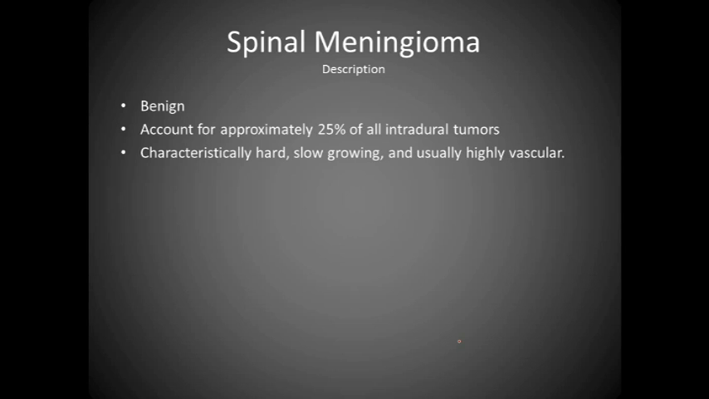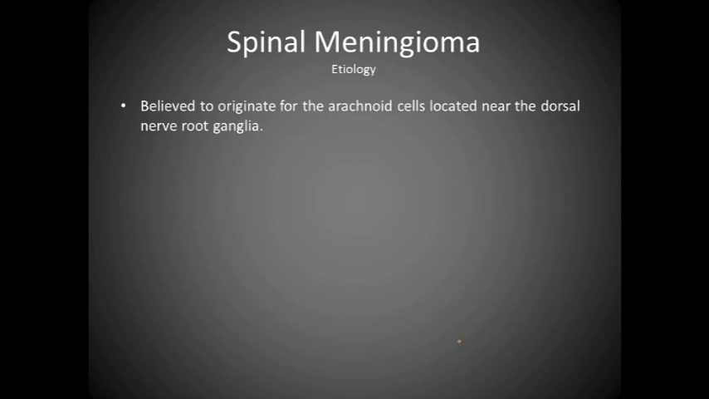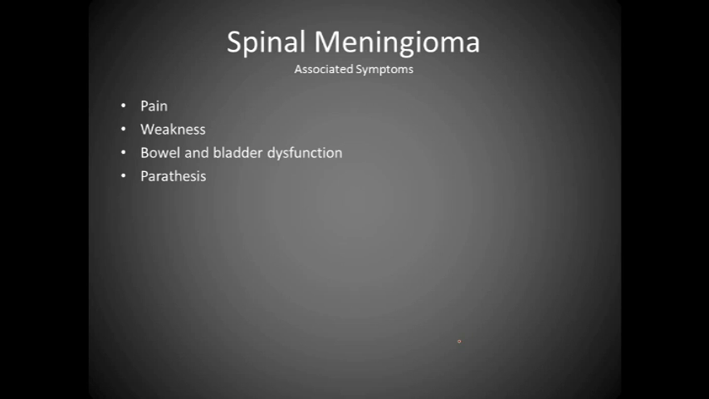That brings us to a spinal meningioma. They're benign, and they account for approximately 25% of all intradural tumors. They're characteristically hard, slow-growing, and usually highly vascular. They're believed to originate from the arachnoid cells located near the dorsal nerve root ganglia, and they result in pain, weakness, bowel and bladder dysfunction, and paresthesia.